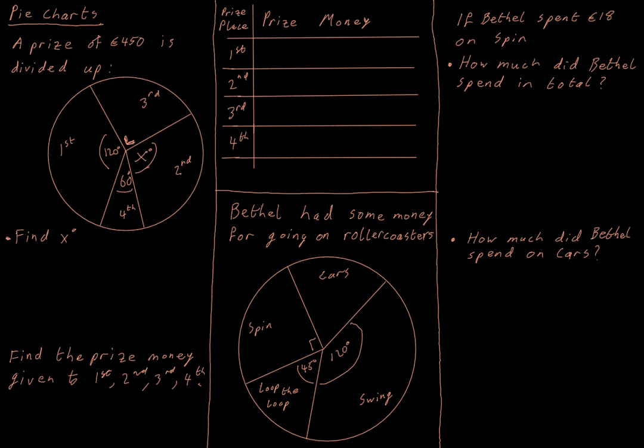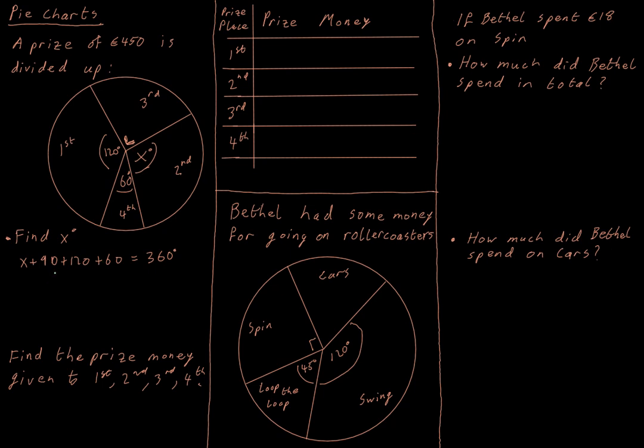Well, I know that if I add up all of the angles in my circle, I have to get 360. If I rotate all the way around, I have to go through 360 degrees. So x plus 90 plus 120 plus 60 must all add up to 360 degrees. If I rotate all the way around the circle, I must have gone through 360 degrees.